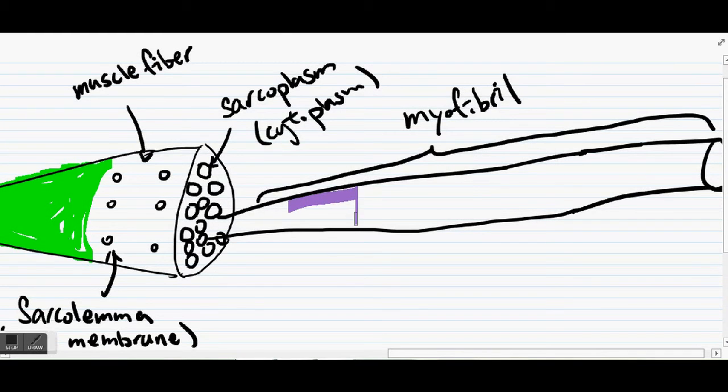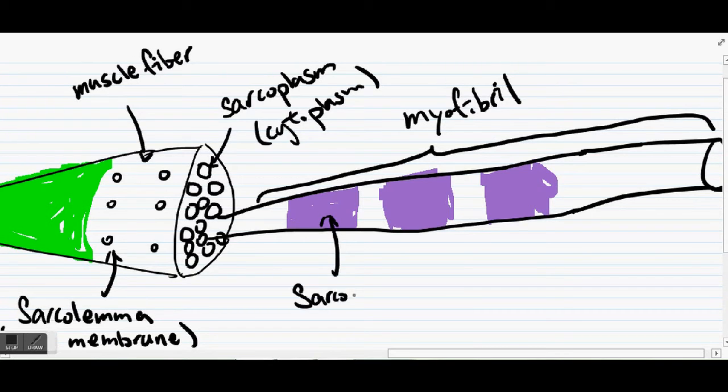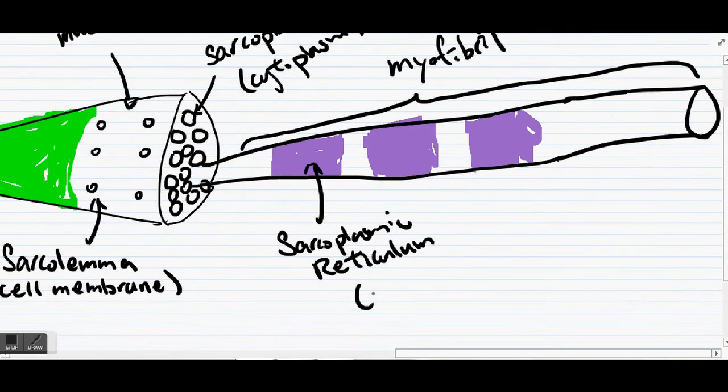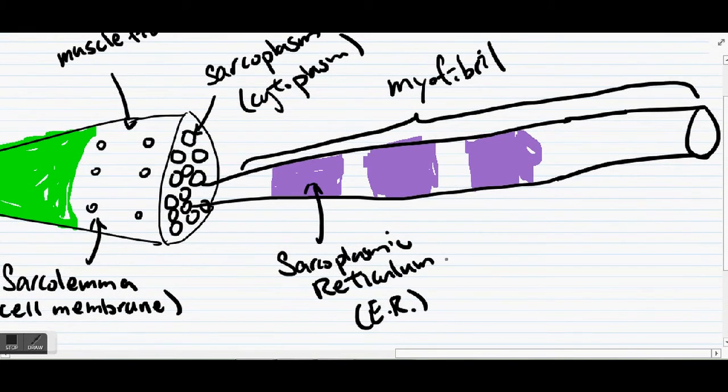webs of membranes. Okay, they are actually more like a net, but it's just easier for me to draw it as a shade. And they are actually called sarcoplasmic reticulum. Well, that sounds a lot like the endoplasmic reticulum that you've learned in a regular cell, and actually they are the same thing. And for now, just remember the sarcoplasmic reticulum contains calcium ions. All right, we will explain why that is important in another video, but that's enough to remember for now.